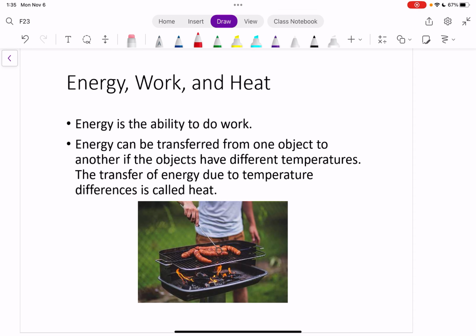So let's talk about energy first. We're pretty familiar with energy. We talk about it quite a bit. It's part of our daily lives. But what is it in terms of chemistry? We say that energy is the ability to do work.